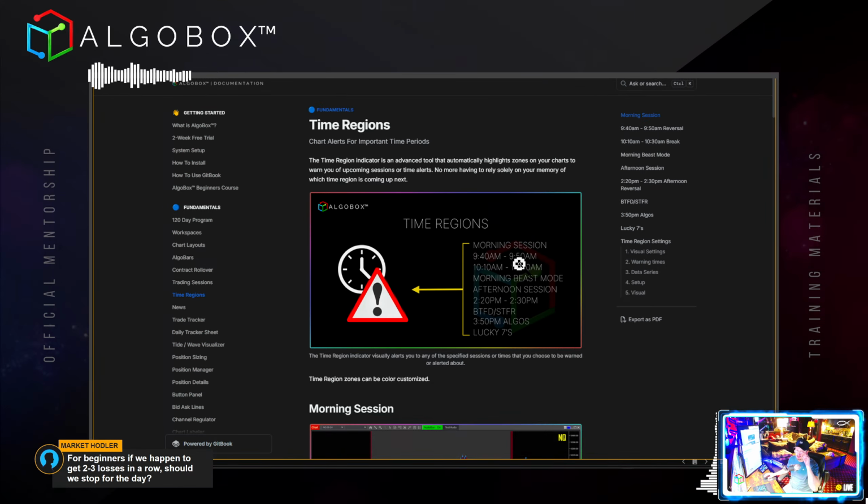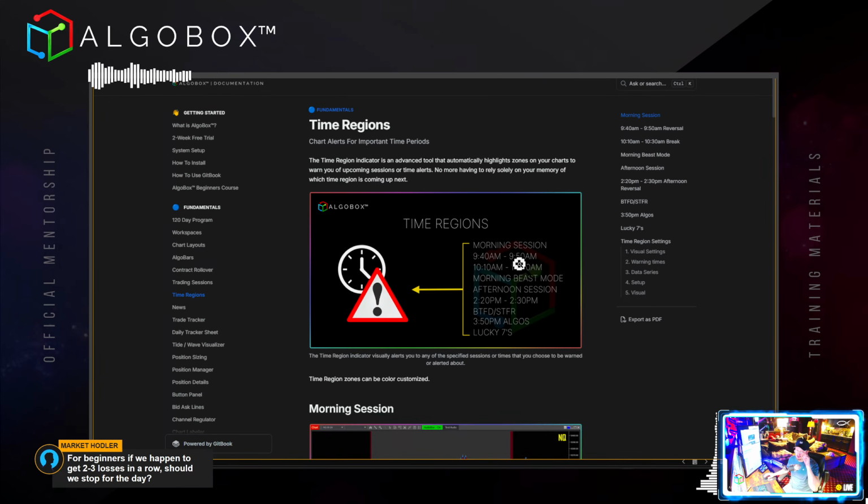Time regions, chart alerts for important time periods. The time region indicator is an advanced tool that automatically highlights zones on your charts to warn you of the upcoming sessions or time alerts. No more having to rely solely on your memory of which time region is coming up next. What is he talking about? Well, all the stuff that I just talked about, you're like, oh, what was that sessions thing?